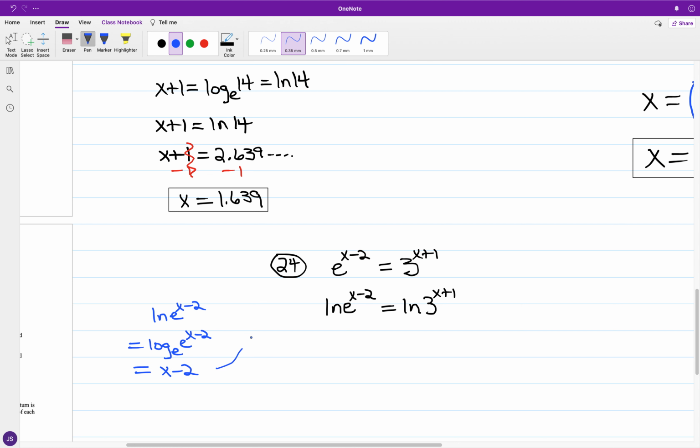So that will go to x minus 2. So this left hand side, we're going to have an x minus 2. Now to the right, I don't have such a match between the exponential and logarithmic bases. So the power of x plus 1, I can write this as a binomial coefficient. We're going to have all of x plus 1 times the natural logarithm of 3.